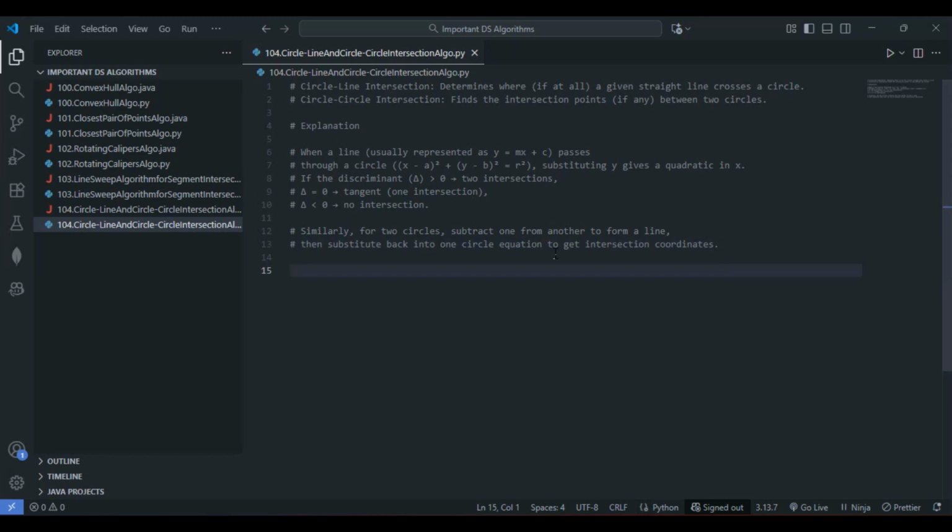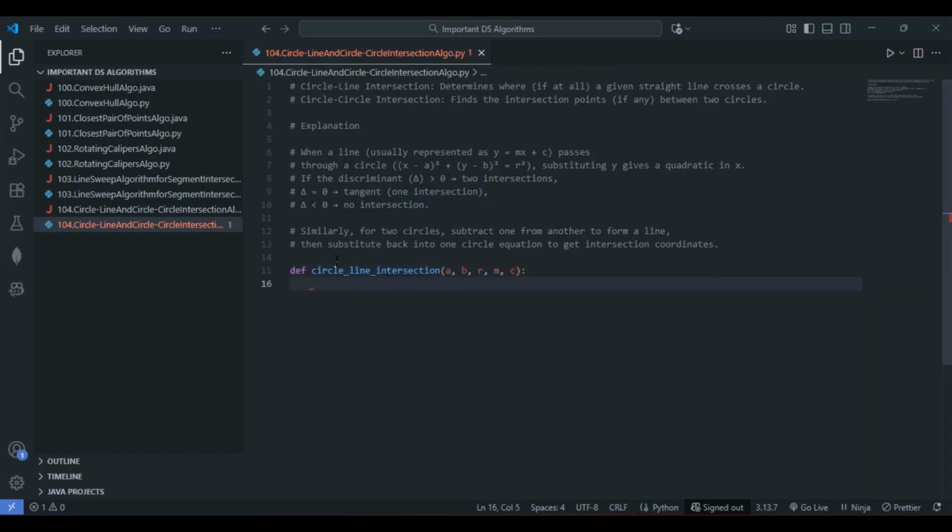Now we have the idea of the circle-line and the circle-circle intersection. Let's start writing the algorithm. First let's go with the circle-line intersection. I'll write def circle_line_intersection, and within this I need the parameters a, b, r, m, c.